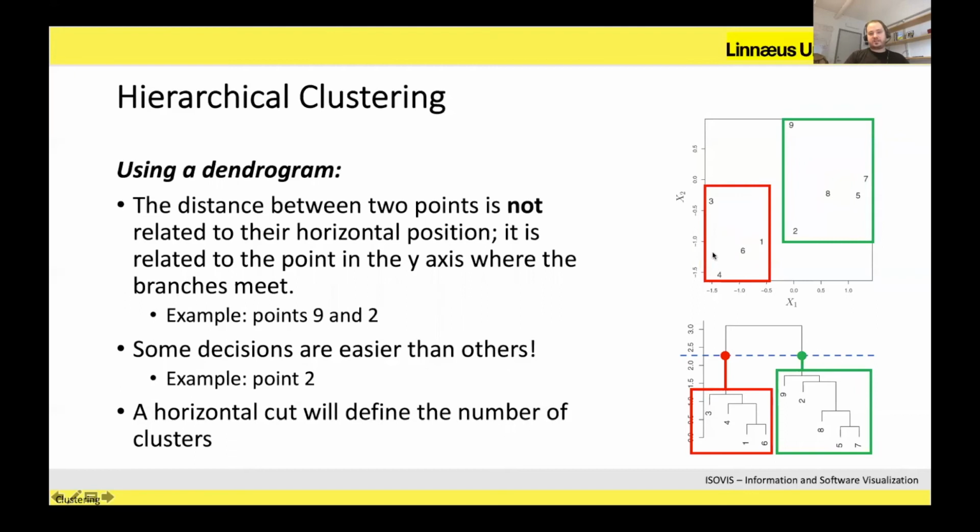So this is what I said before about the cut. A horizontal cut would define the number of clusters. If I wanted 2 clusters, then basically I do a cut over here, and everything below this point is one cluster, and everything below this point is another cluster. And that's what we have over here if we decide to use 2 clusters.